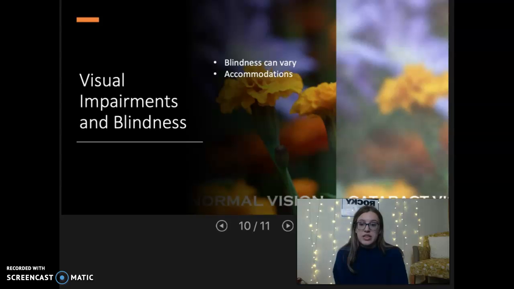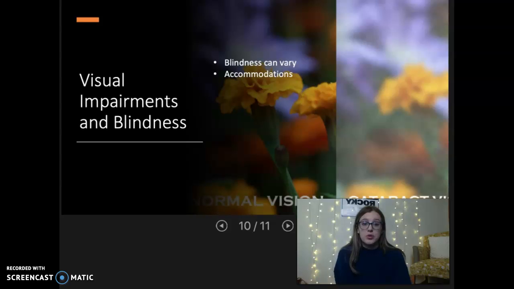The next disability is visual impairments and blindness, and the levels of blindness can vary from just macular degeneration, just gradual blindness. Sometimes people have illnesses that cause them to gradually go blind over the course of time, and sometimes a student can just be fully blind.